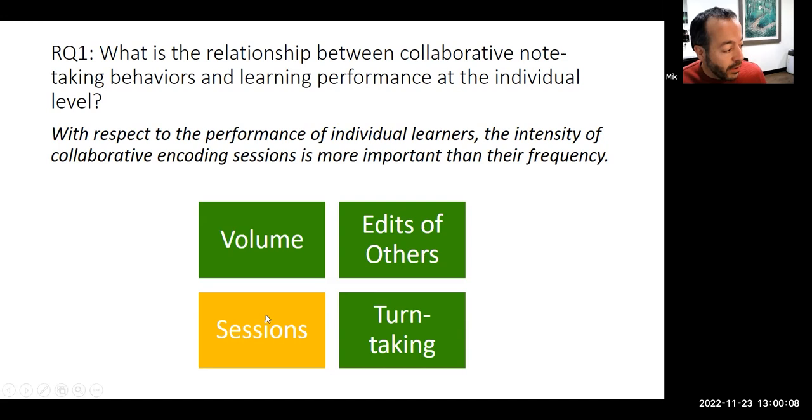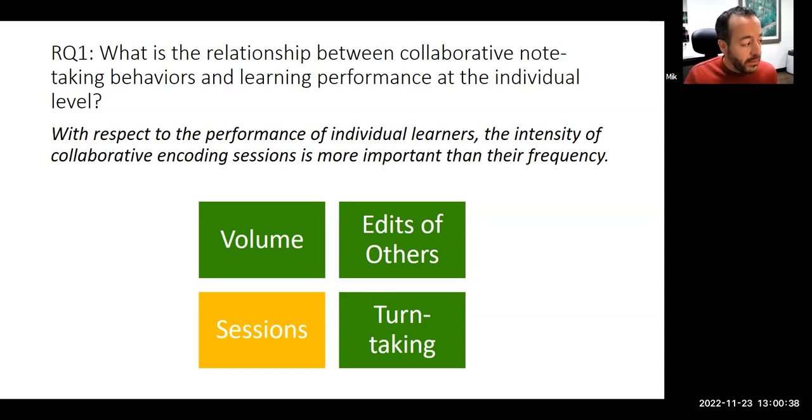And what I found is that with respect to the performance of individual group members, the intensity of collaborative encoding sessions is more important than frequency. So let me explain what that means. So here you see these squares, and what I'm trying to indicate here is that the green squares mean that I found a significant positive correlation between that variable and exam scores.